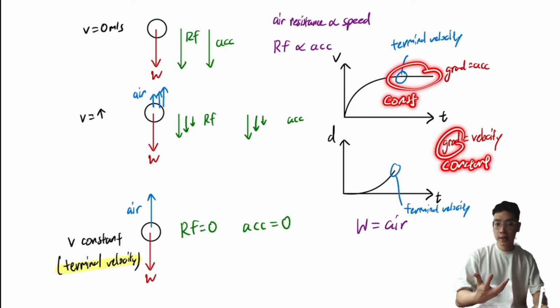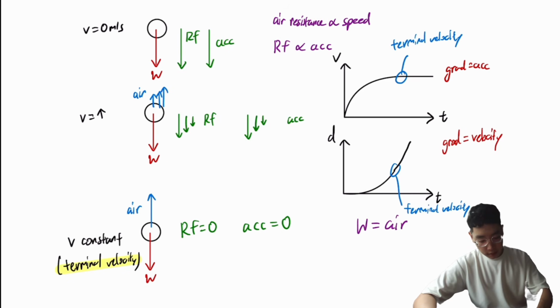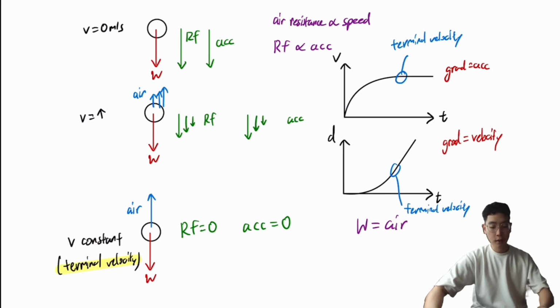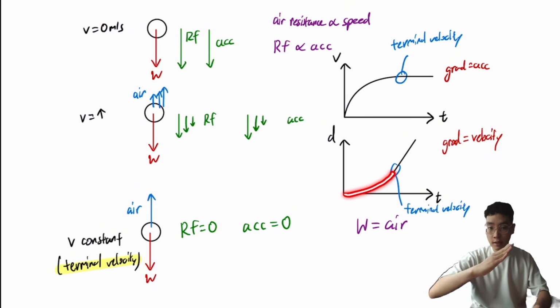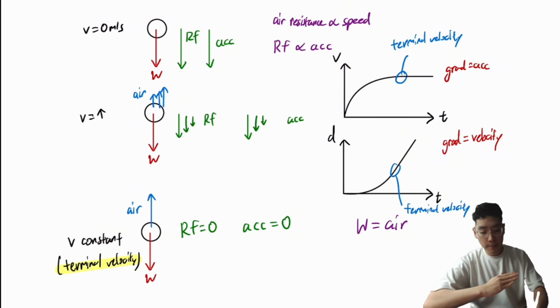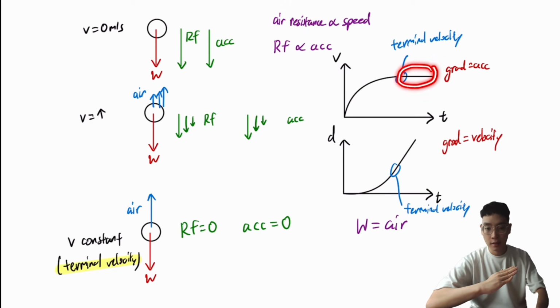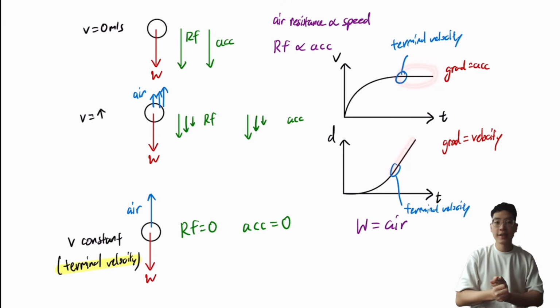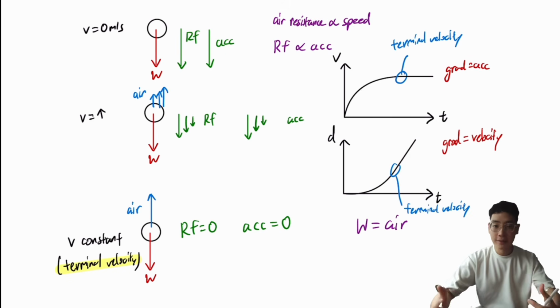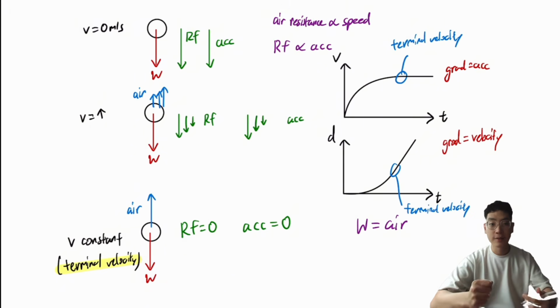So constant gradient means that the slope of the graph is constant, right? It's a straight line graph. So it will just be like this. Constant gradient means a straight line graph. So initially it will be a curve upwards because the gradient is increasing. Finally, what's going to happen when the velocity is constant is that it's going to become a straight line graph because the gradient is constant, right? And that's how to draw your velocity time graph and displacement time graph for terminal velocity.